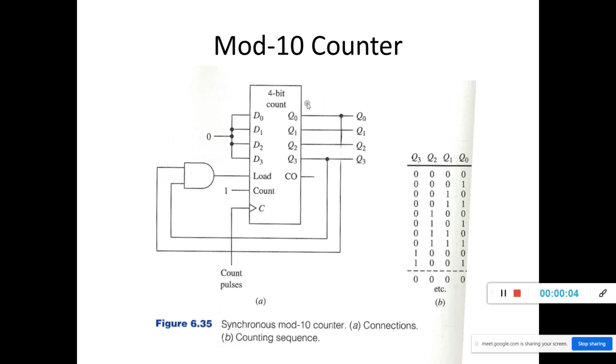So this is a mod 10 counter. We have a 4-bit binary up counter which counts from 0000 to 1001. Once it reaches 1001, it will roll back to 0000. So what is this, students? This is a 4-bit binary up counter.